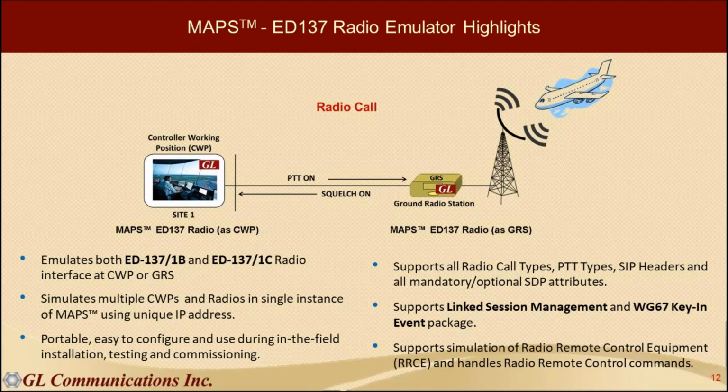Okay, basically it emulates the ED137 volume 1 radio interface as per the B and C versions. The same software supports both versions, and the user can make a choice when invoking the product whether to run it in the B version or C version. It also gives the user a choice whether to simulate the controller working position or the ground radio station. It can simulate hundreds of controllers and radios in a single system with one license.